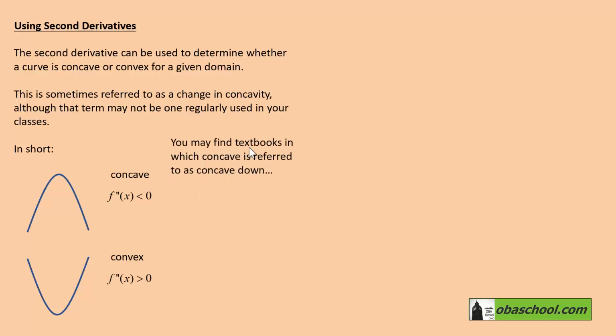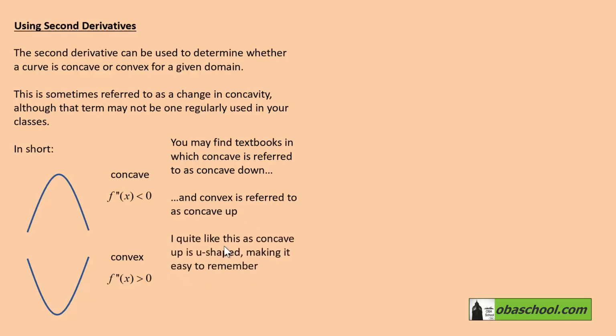You may find textbooks in which concave is referred to as concave down, and convex is referred to as concave up. I quite like this definition, and the reason is concave up is U-shaped, and therefore it's easy to remember. But what you need to remember is that when it's up, it's convex.